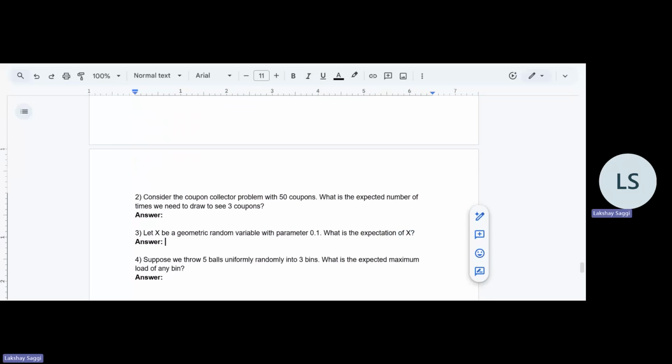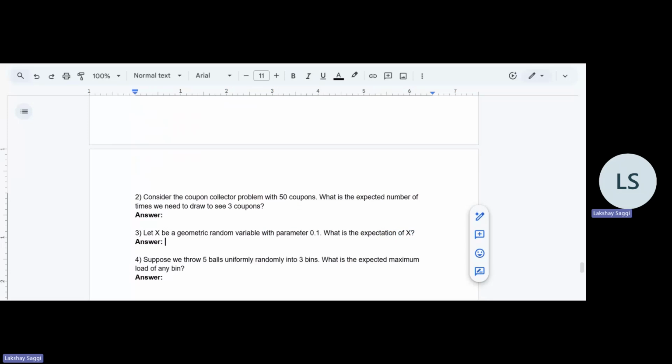And then a geometric random variable says: how many times will you have to toss the coin to obtain heads for the first time? It is possible that you obtain heads after 5 trials. So what's the probability that you obtain heads for the first time on the fifth try?